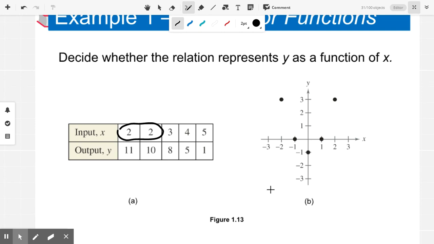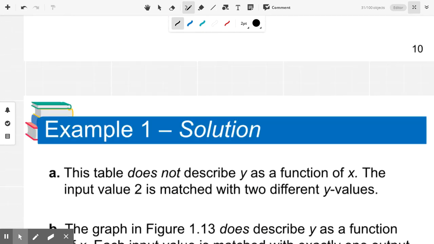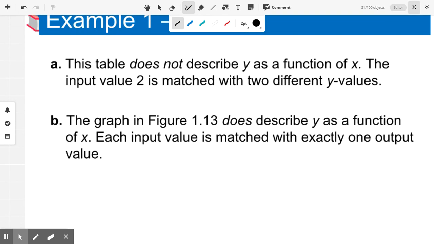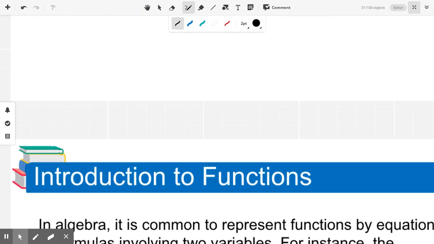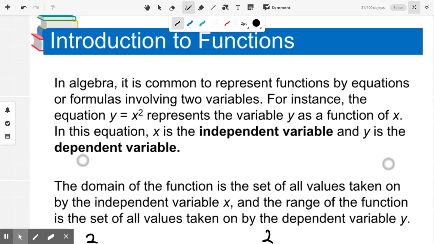This one, they're just individual points. -1 has one value. -2, 1, 0, 1, 2. This one passes the vertical line test. That is a function. All right. So there we go. That's just the answers to those we just talked about.